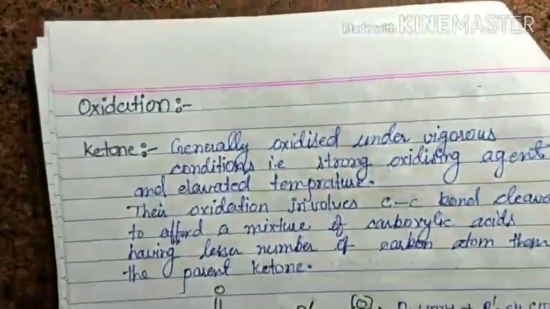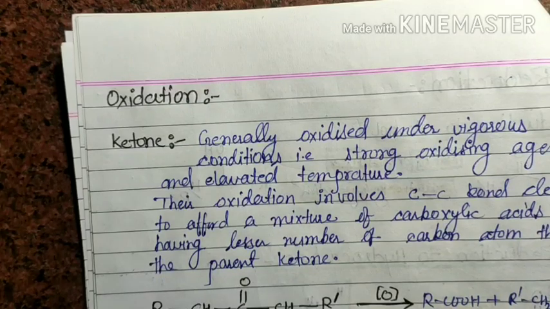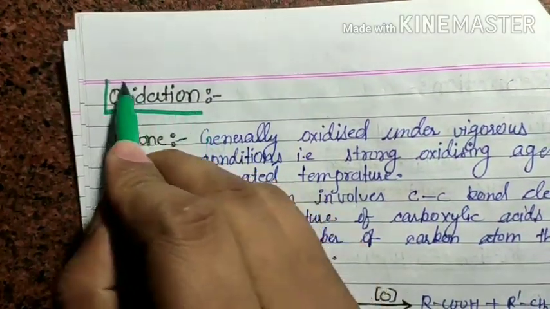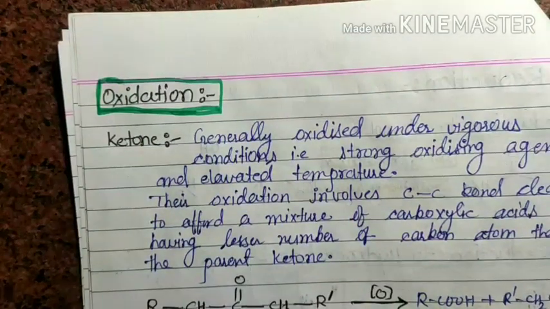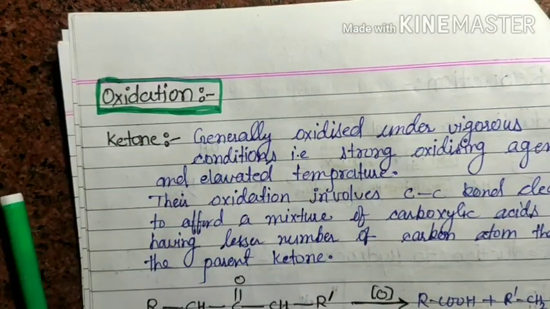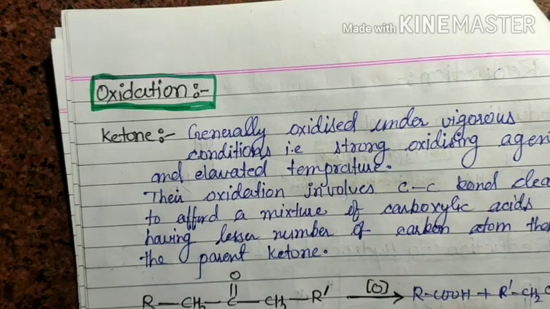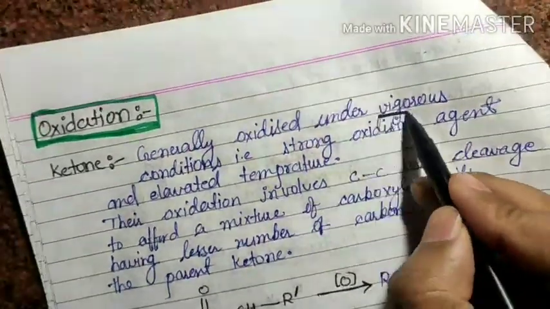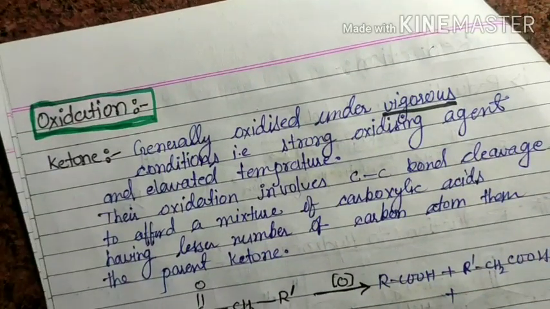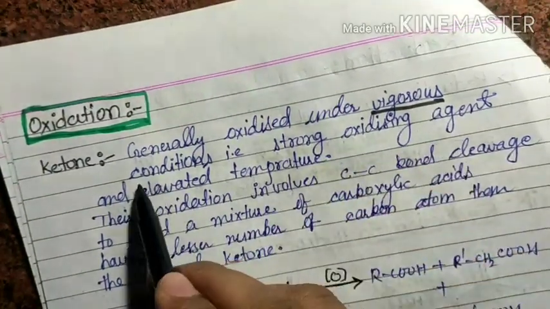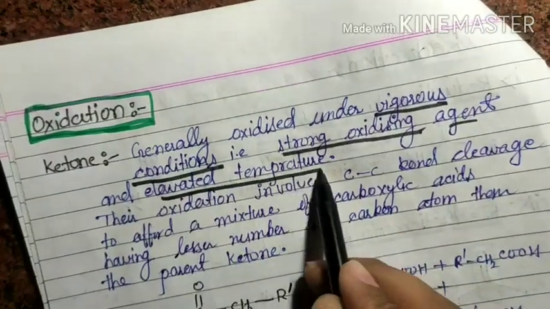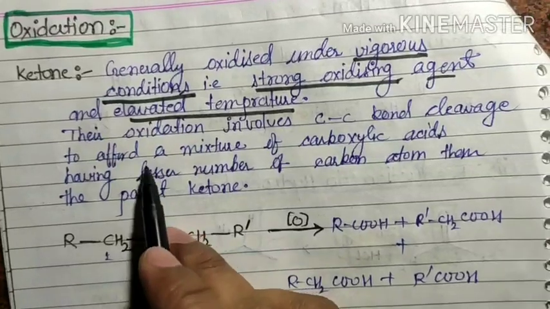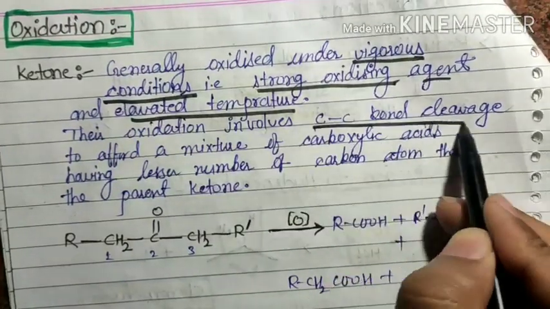And next one is oxidation. Now we discuss oxidation of ketone and oxidation of aldehyde separately. In case of oxidation of ketone, the statement is that it is generally oxidized only under vigorous condition, that means ketone is not prone to oxidation. Vigorous condition means a strong oxidizing agent and elevated temperature. Their oxidation involves carbon-carbon bond cleavage.